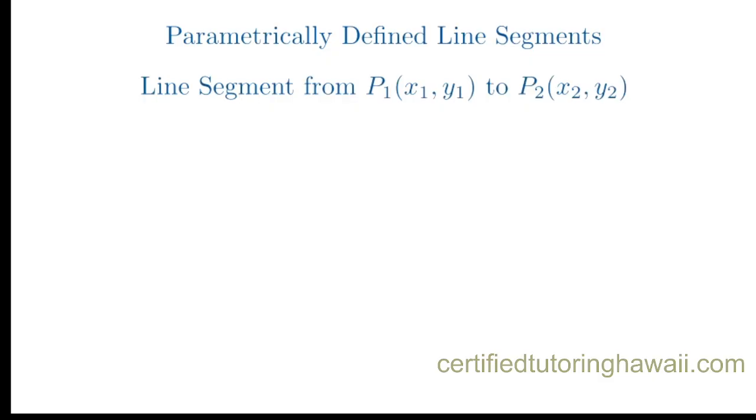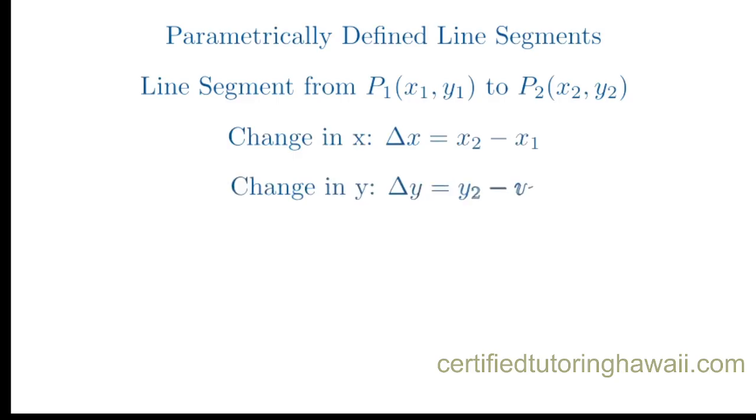Our goal is to create equations x(t) and y(t) that guide a point from P1 to P2 as t changes. There are many ways to do this, but one of the most intuitive is to think of it as starting at the first point, P1, and then adding a little bit of the vector that connects P1 to P2. The vector from P1 to P2 represents the total change in x and y needed to get from one point to the other. The change in x is x2 minus x1, and the change in y is y2 minus y1. Let's call these delta x and delta y.